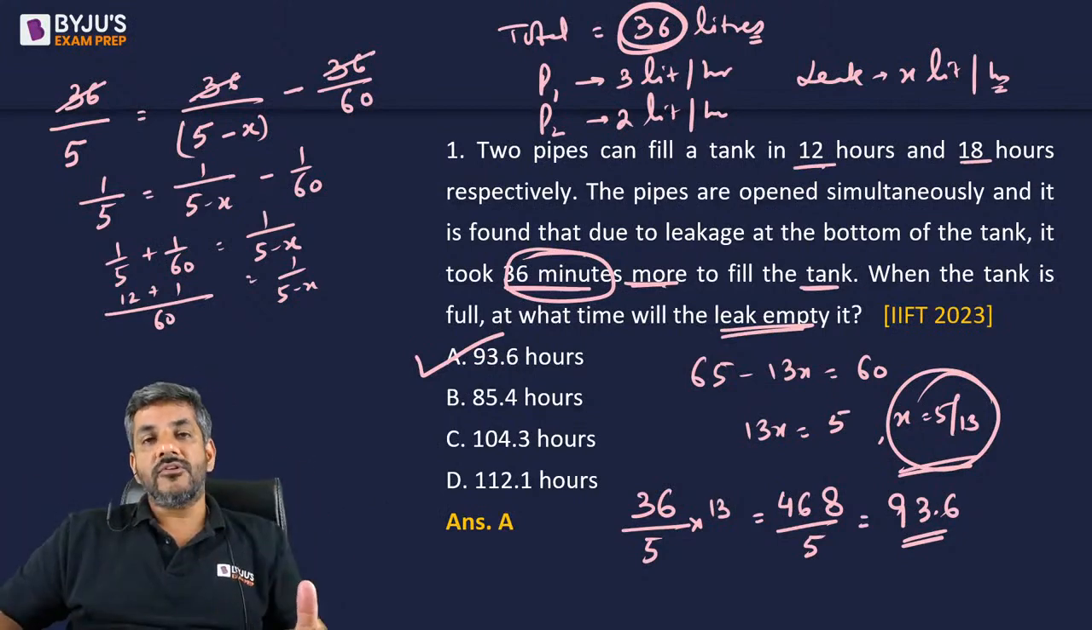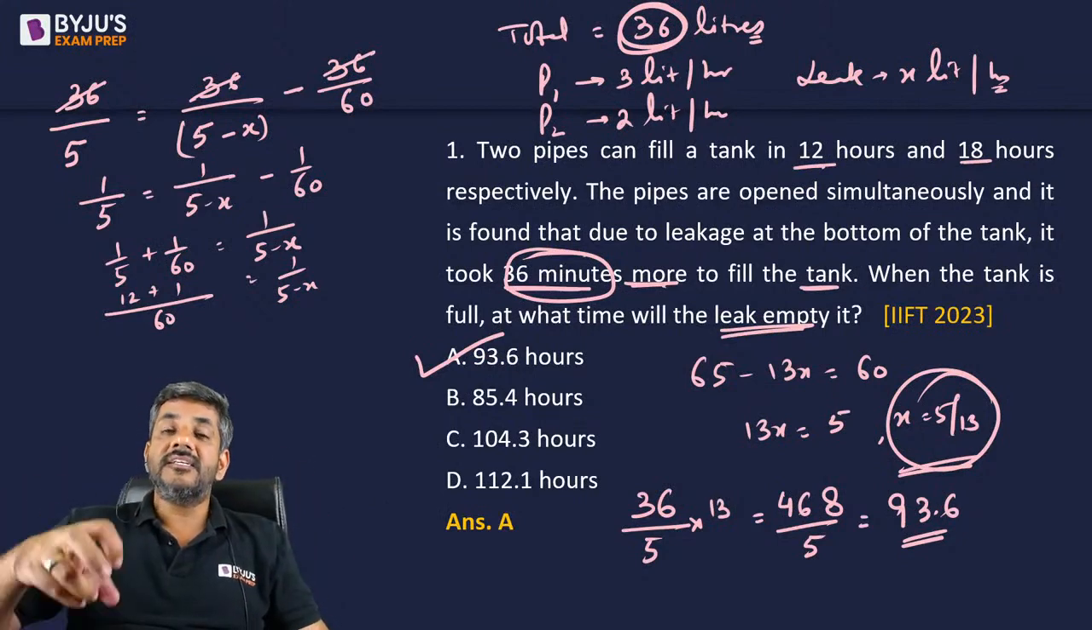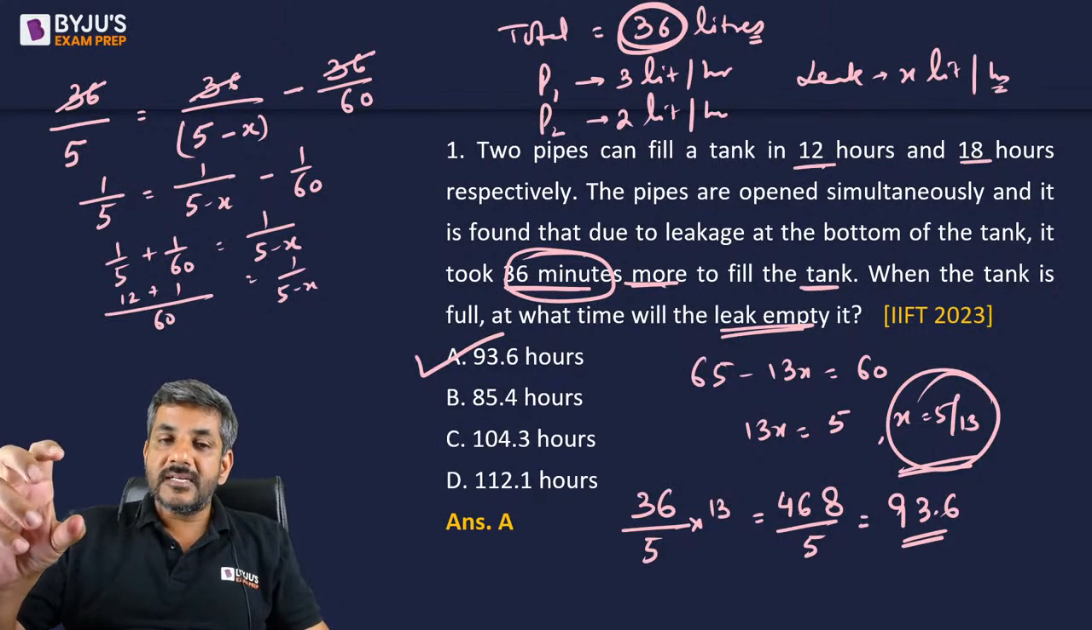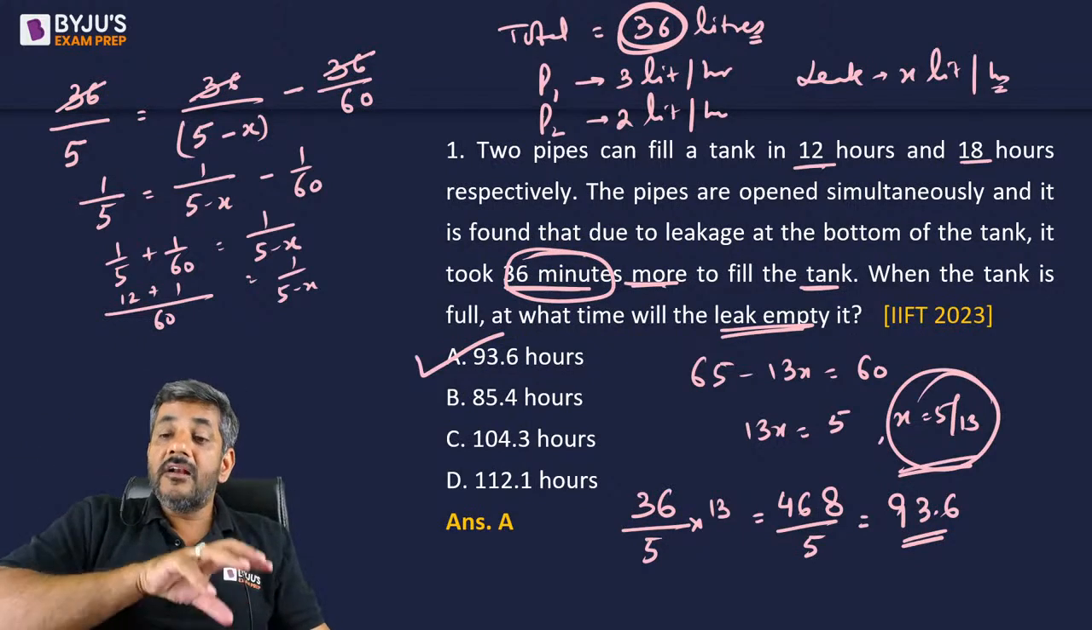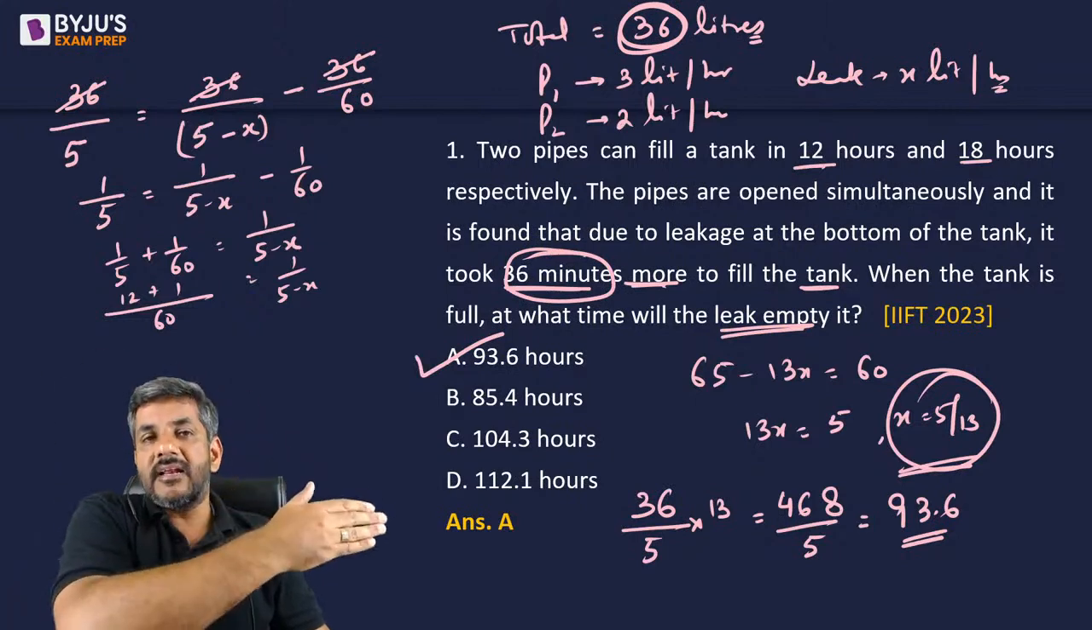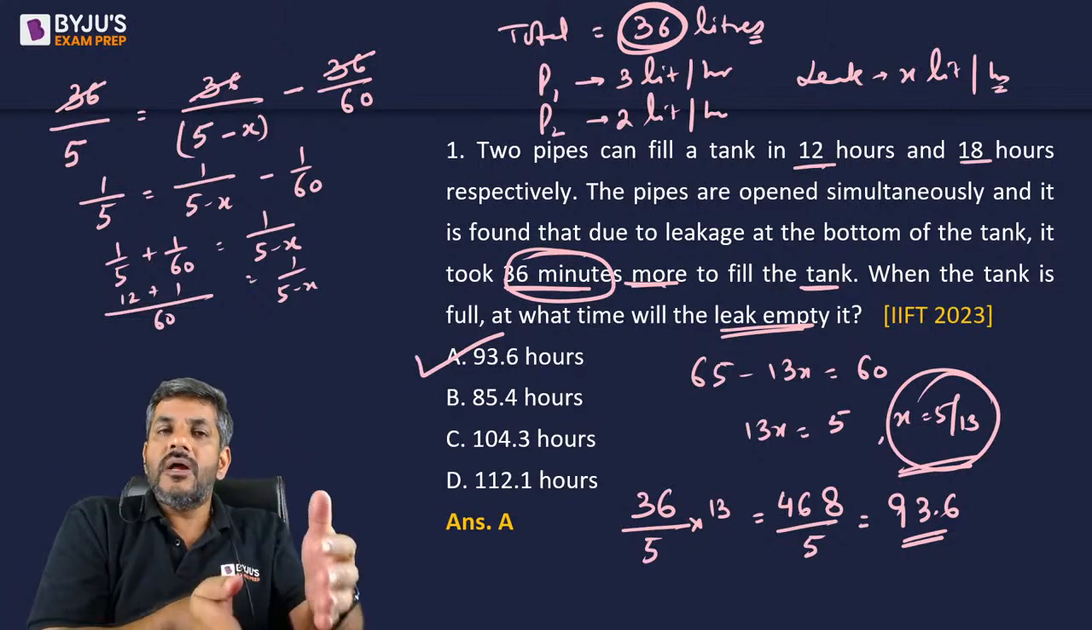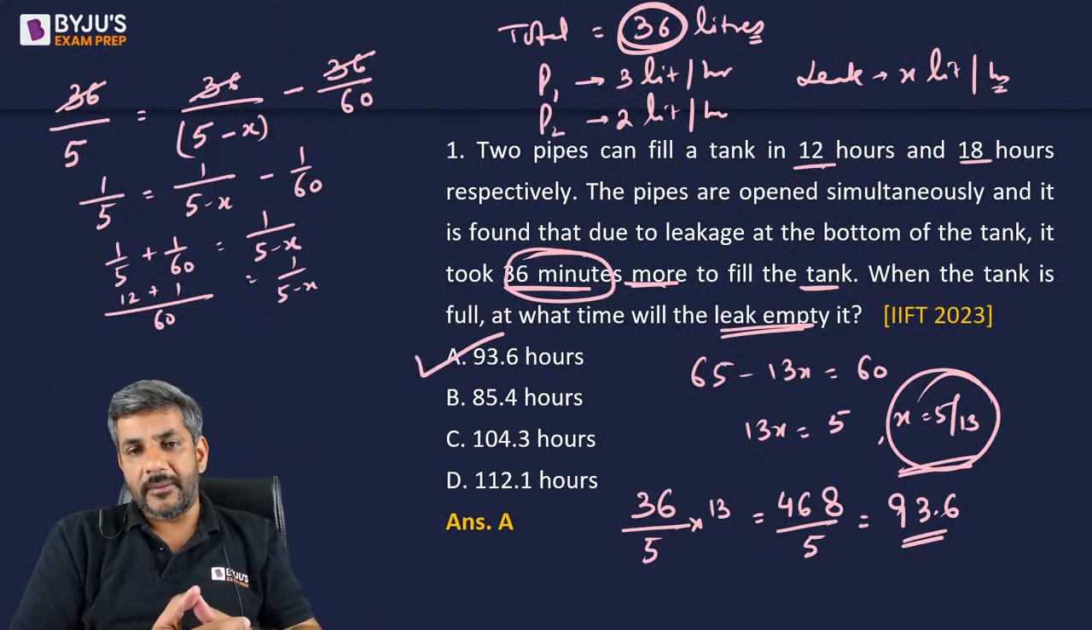When the leak is also working, the time taken is 36 minutes more. So that 36 divided by 5 minus x is 36 minutes more. So from that, when you subtract 36, then you get it equal to the other side. Or you add 36 on that other side, that also can be done.